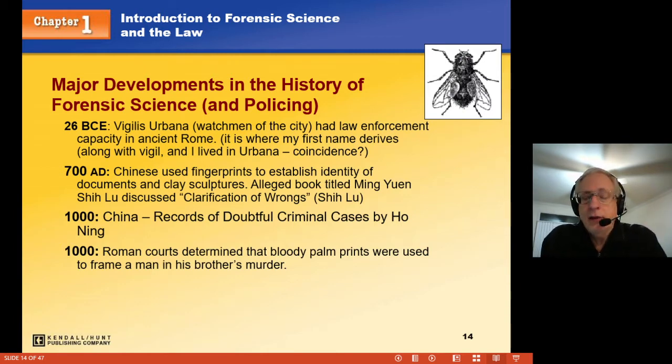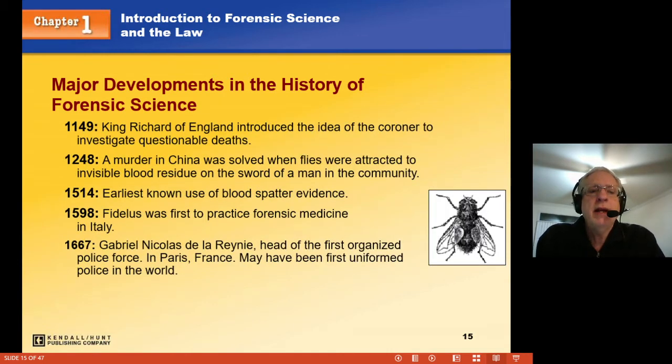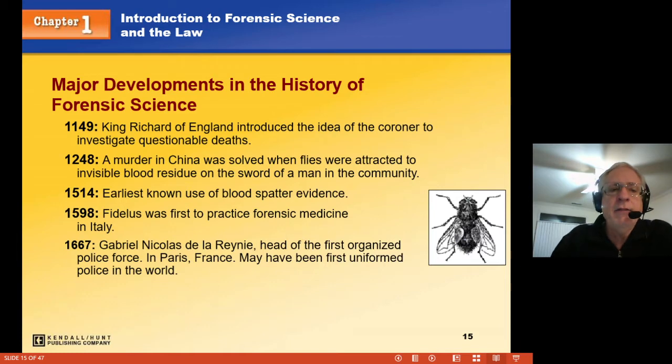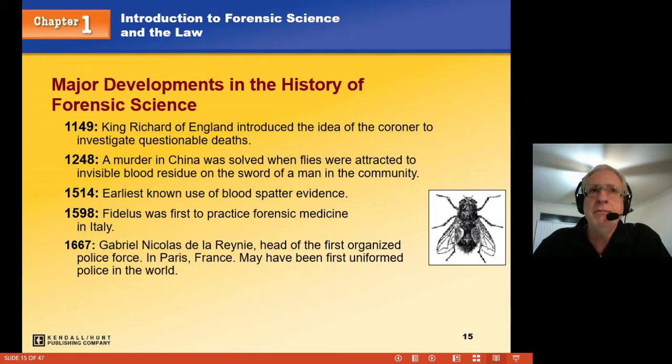And then there are other things. There are a lot of documents from China, like Records of Doubtful Crime Cases by Ho Ning, and even bloody palm prints, not just fingerprints, have been used. I'm just trying to get to ones that I really want you to know. So in 1149, King Richard of England introduced the idea of the coroner. The reason I bring this up is we're going to talk about coroners, it might be next chapter, I don't remember exactly when, and medical examiners, and they are not the same thing.